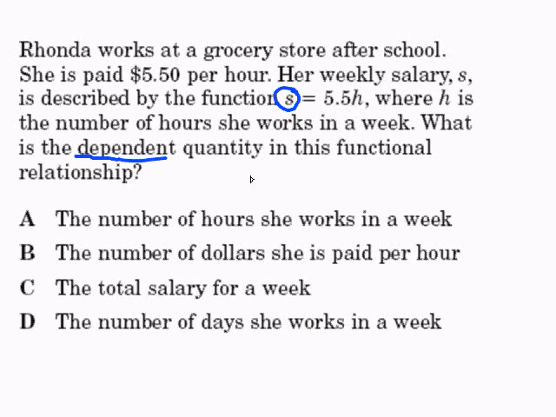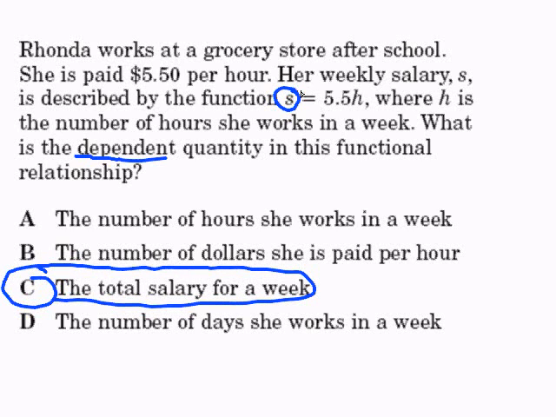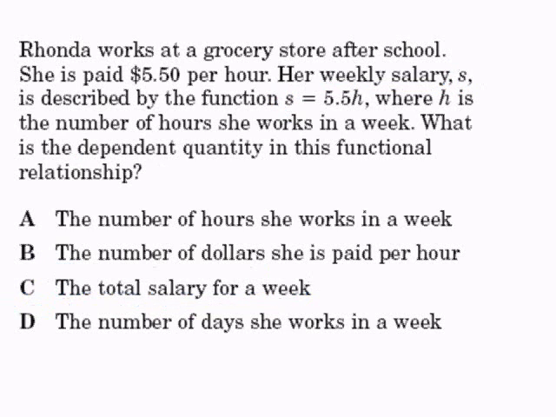So what's the dependent quantity? Is it the number of hours she works? Well, no, the hours she works does not depend on the salary. The number of dollars she's paid per hour, well, that's a fixed amount. It's $5.50 per hour. That doesn't change. The total salary per week, now that is the dependent quantity, because you'll notice that S stands for her weekly salary. So her weekly salary is the dependent quantity.